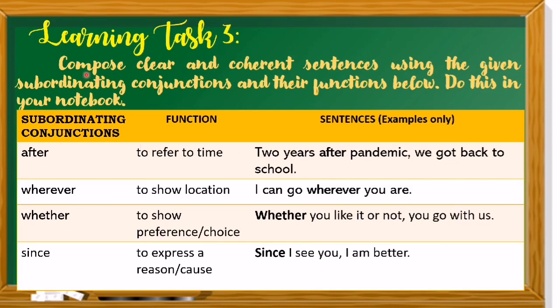So we have here learning task number 3. Compose clear and coherent sentences using the given subordinating conjunctions and their functions below. Do this in your notebook or on your paper. So we have here examples of the subordinating conjunctions: after, wherever, whether, and since. Functions are written here also. And we have example sentences here. These are just examples that I have written here. You can do your own.